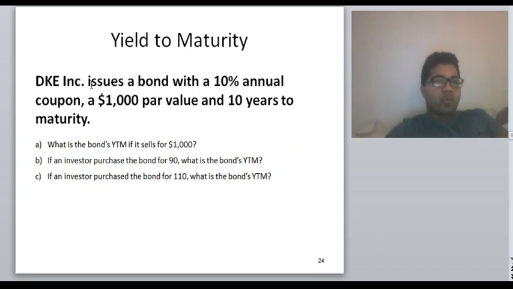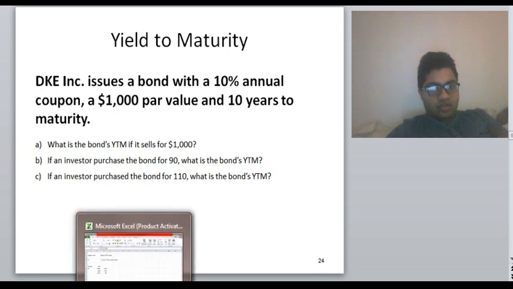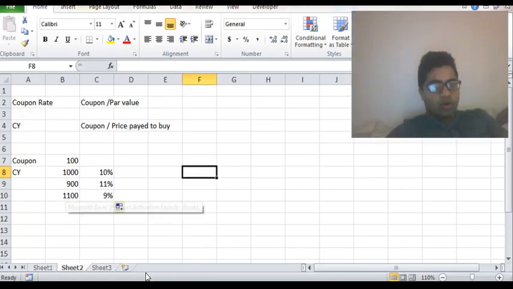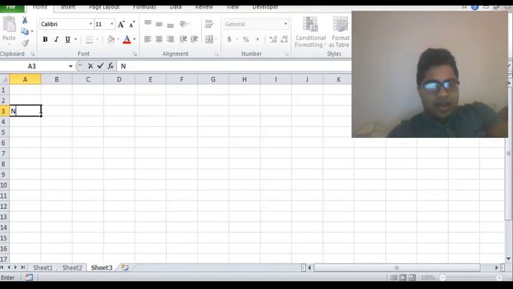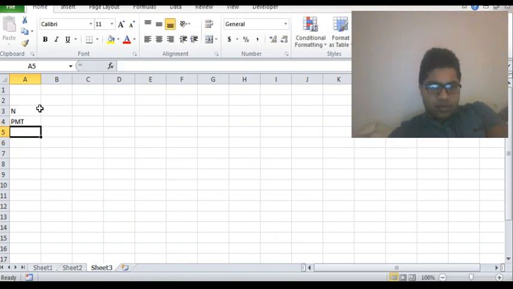So calculate YTM with a 10% annual coupon, 1,000 par value and 10 years to maturity. So let's do it. The bond given is annual. So what all is given? N is given, PMT is given, PV is given. PV is the price that you pay. Future value is given. You have to calculate the rate, that is YTM.